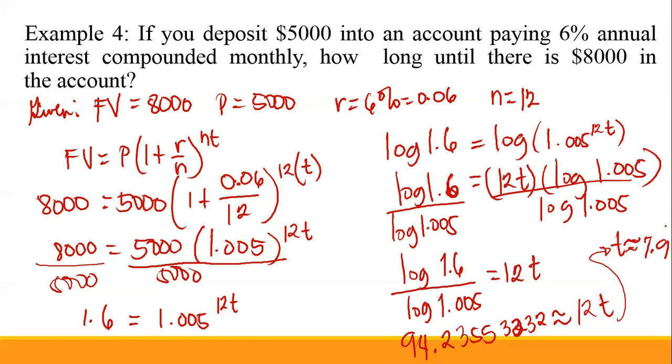Okay, 7.9. So it will take approximately 7.9 years for the account to go from 5,000 to 8,000. Ayan. So you will need almost 8 years para ma-accumulate mo yung 8,000 sa account, paying 6% annual interest compounded monthly if you deposit $5,000 in your account.